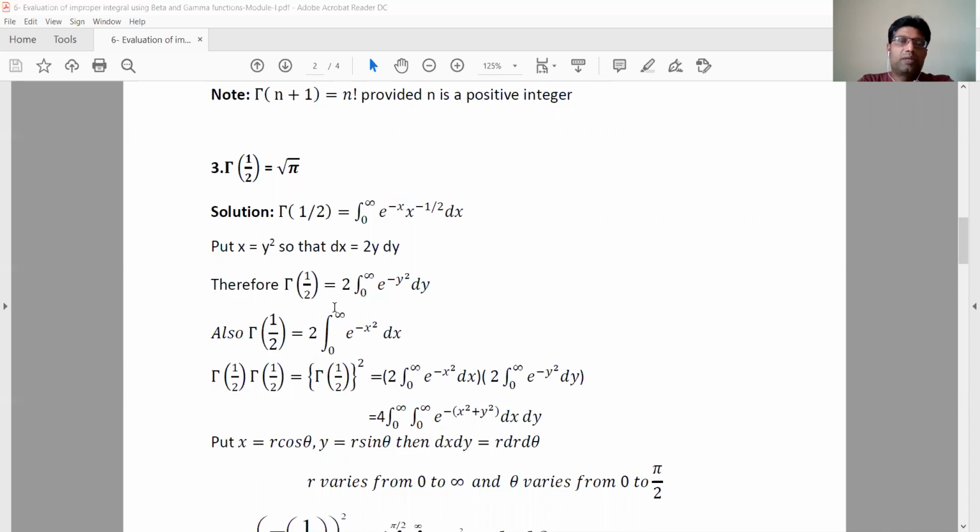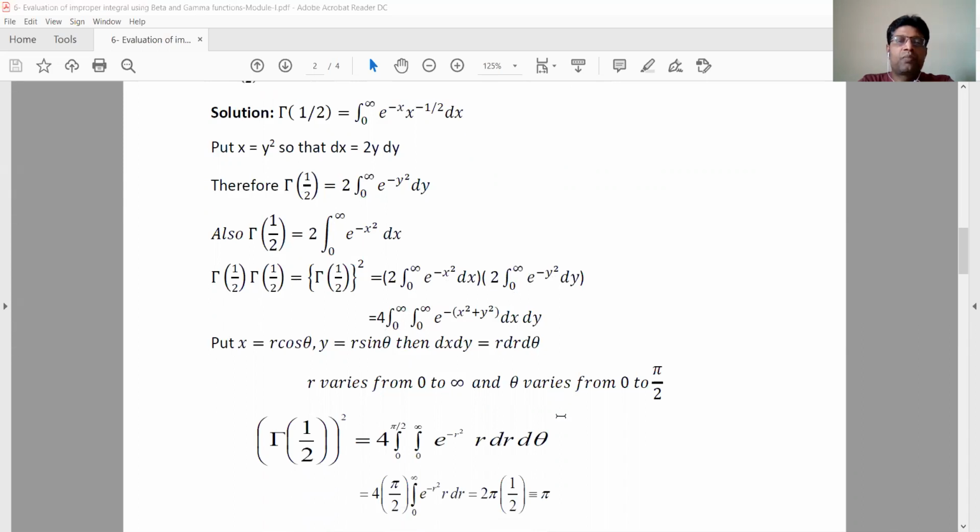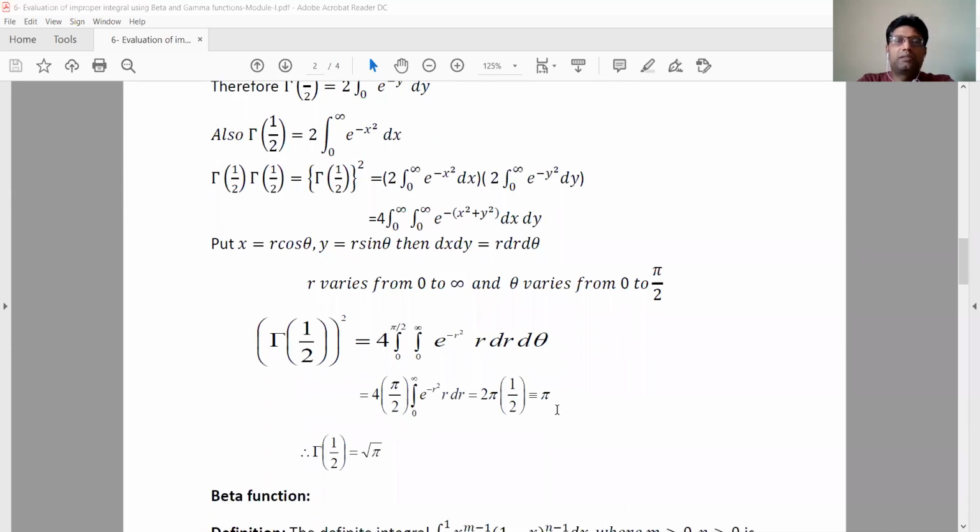So gamma of 1 by 2, I am multiplying these two. Then gamma of 1 by 2 whole square is 2 times 0 to infinity, 2 times 0 to infinity, becomes 4 times the double integral 0 to infinity of e power minus of x square plus y square dx dy. So we are converting this into polar form. Put x is r cos theta, y is r sin theta, then dx dy is r dr d theta. So here r varies from 0 to infinity and theta varies from 0 to pi by 2.